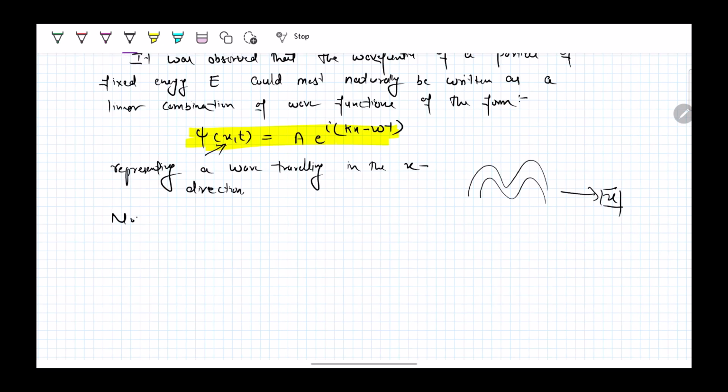All right, now for a free particle, momentum p is equal to h cut k and energy E is equal to h cut omega. It means in quantum mechanics we can represent momentum by h cut k and energy by h cut omega. So we can use this momentum and energy later in our derivation. First of all, let's say this is equation number 1.